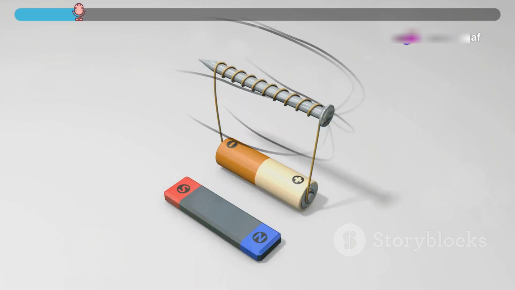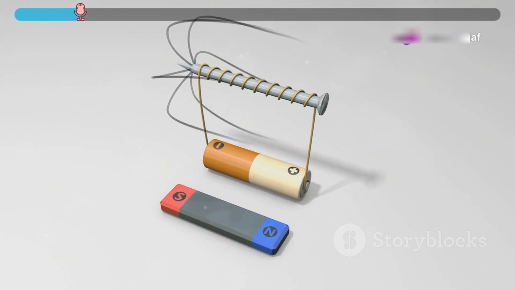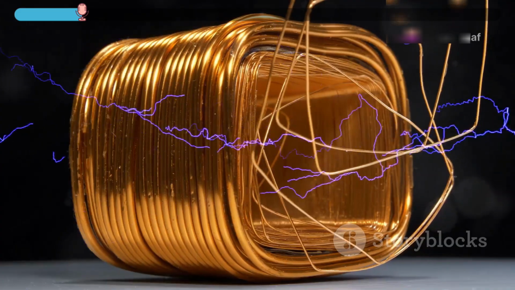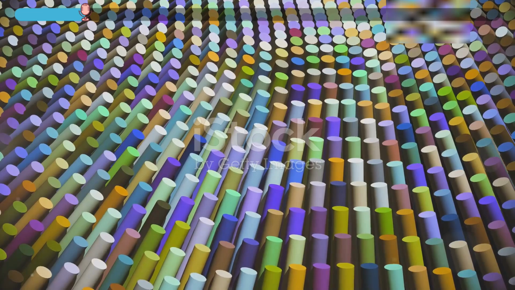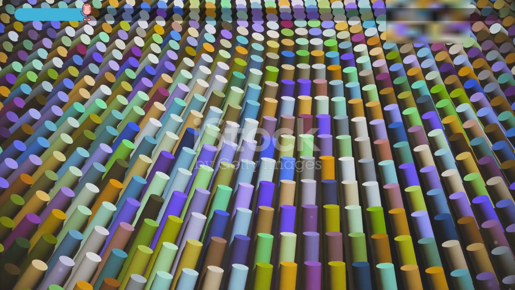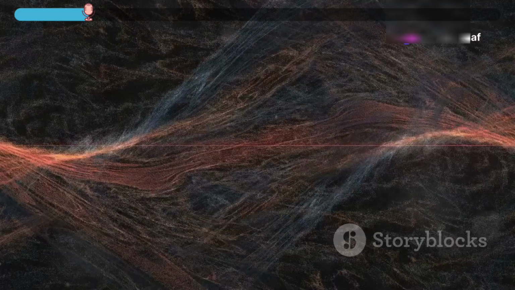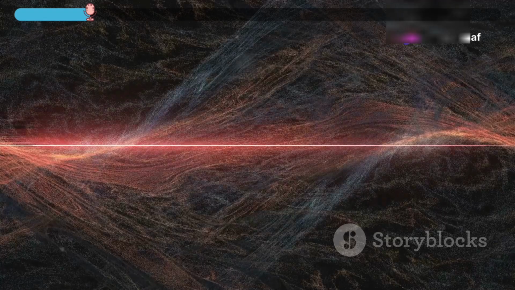Magnetic fields, on the other hand, are created by moving electric charges. Think of a wire carrying an electric current. The moving charges within the wire produce a magnetic field that encircles the wire like an invisible ring. The stronger the current, the stronger the magnetic field.